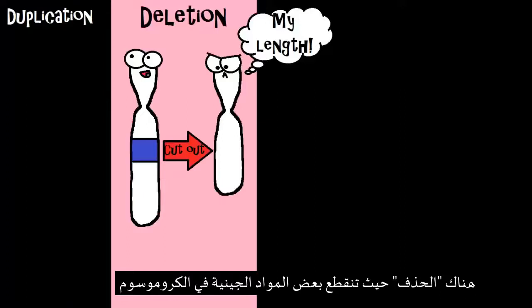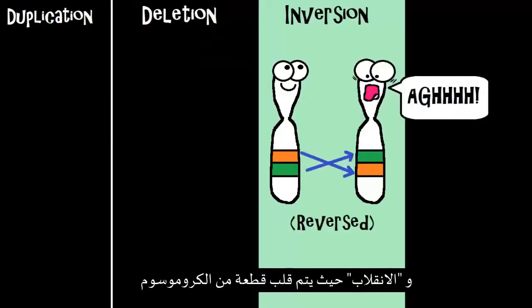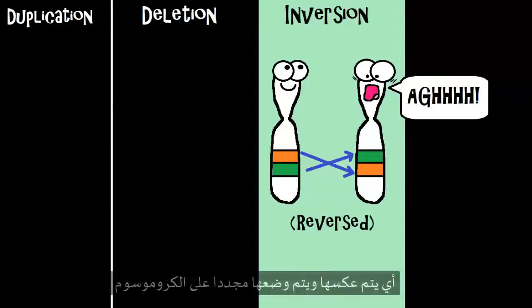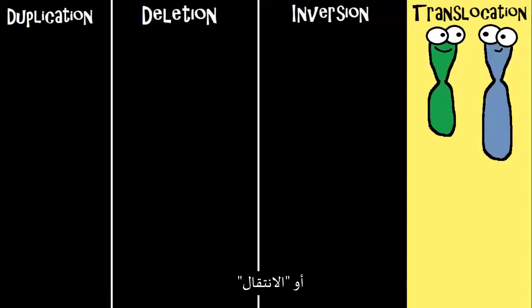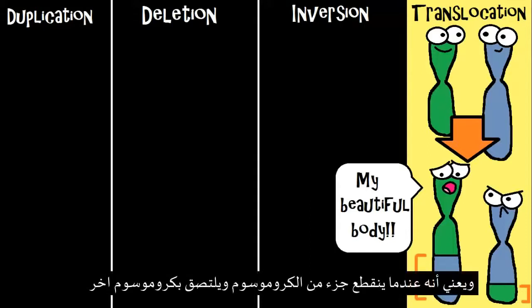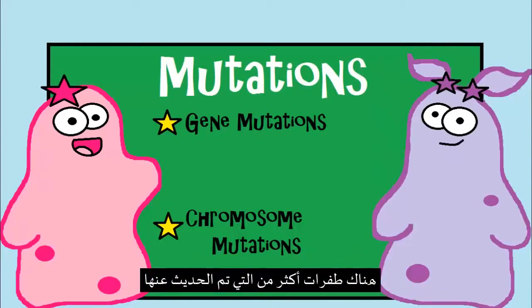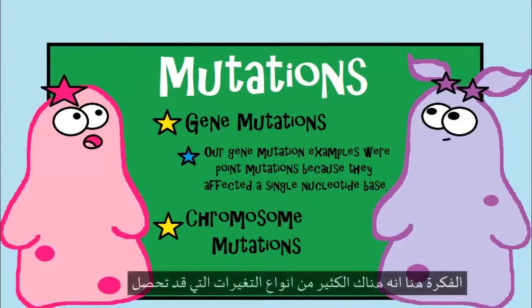There's deletion. That's where some of the genetic material from the chromosome breaks off. Inversion, that's when a broken chromosome segment gets inversed. That means it gets reversed and put back on the chromosome. Or translocation, we were not kidding back when we said there's a lot of trans words in biology. That's when a fragment from one chromosome breaks off and attaches to another chromosome. There's more mutations than what we just covered, but the idea here is there are many kinds of different changes that can happen.